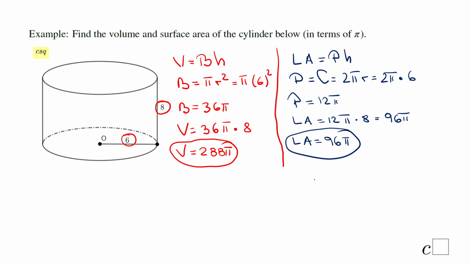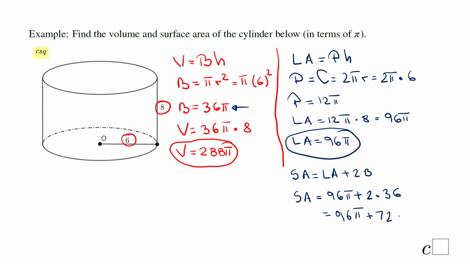And we can move to the surface area, the last part of this problem, which is this lateral area plus the two bases, the two circles, the bottom and the top. So we have here surface area equals 96 pi plus 2 times 36. 36 is the area of the base, you see it here. So that will be 96 pi plus 72. And by the way, I forgot to put a pi here, 36 pi.